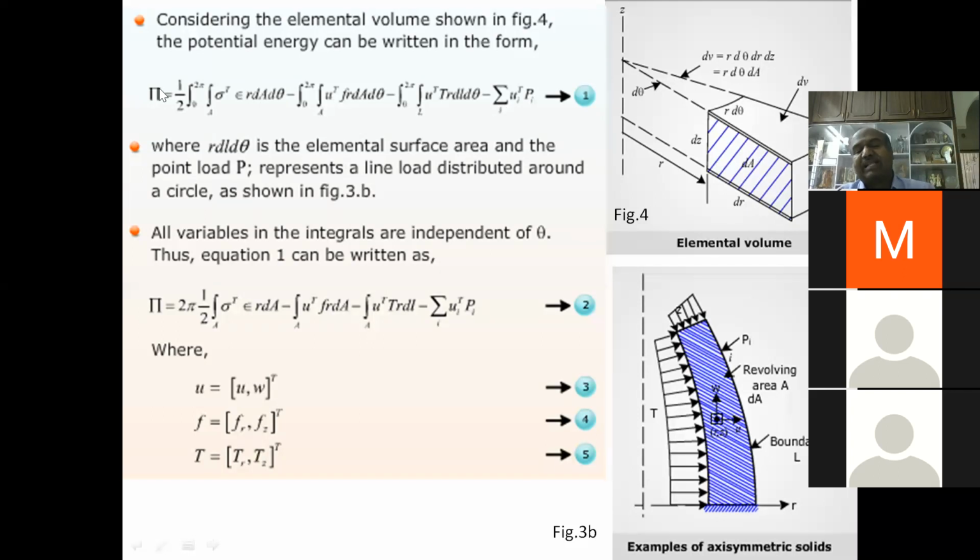This total energy we can differentiate with respect to the displacements concerned and equate to zero. You get the simplification: stiffness matrix into displacement equal to force. So those vectors are shown here.